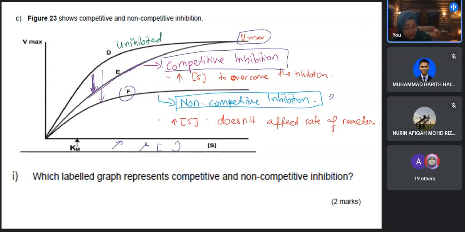So the question asks which labeled graph represents competitive and non-competitive inhibitors. So I've given you the answer. E is competitive inhibition, F is non-competitive inhibition.